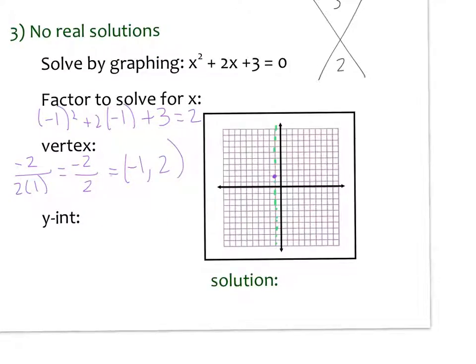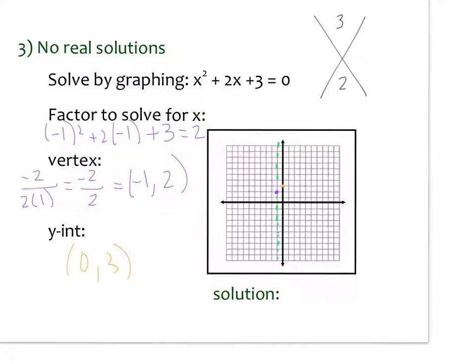So on my graph, I plotted the vertex at (-1, 2) in purple, and I also drew in green the axis of symmetry, just because we haven't talked about that in a while. But again, that goes right through the vertex, and it will cut the parabola exactly in half. All right, let's find the y-intercept here. The y-intercept is going to be whatever c is, and in this case it is going to be 3, so my y-intercept is at (0, 3). I'm going to graph that right now.